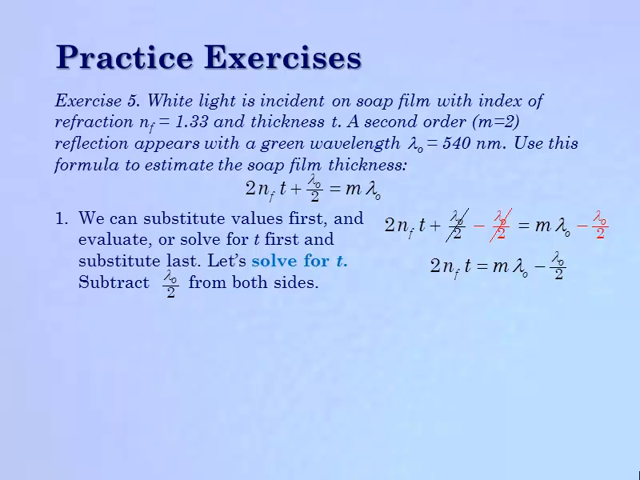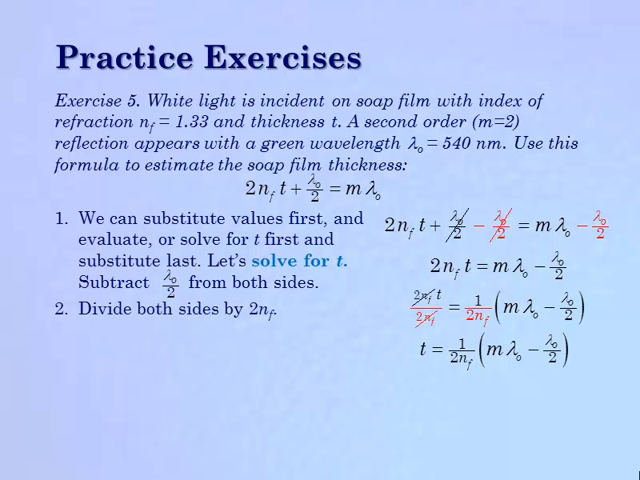So we're going to subtract what's added here to the T first. So we'll subtract lambda sub 0 over 2 from both sides, leaving us with 2 n sub f T equals m lambda sub 0 minus lambda sub 0 over 2. Now we need to isolate T, so we need to divide both sides by 2 n sub f. So we divide both sides by 2 n sub f, and we're left with T all by itself equal to our expression over here.